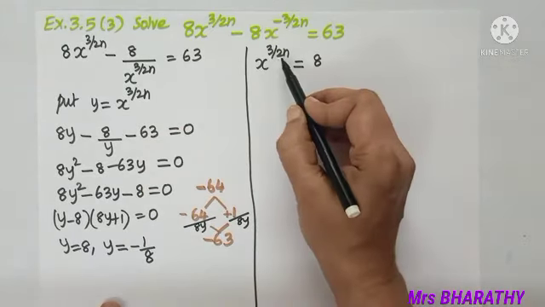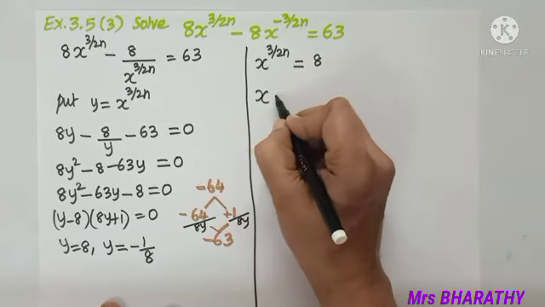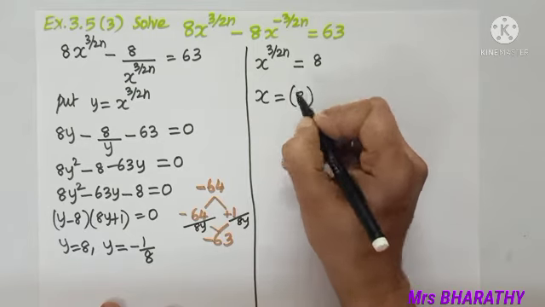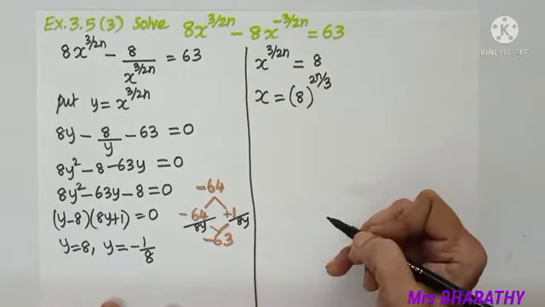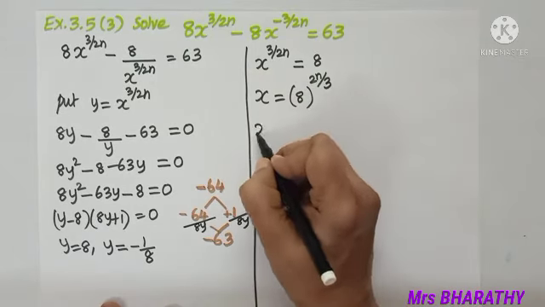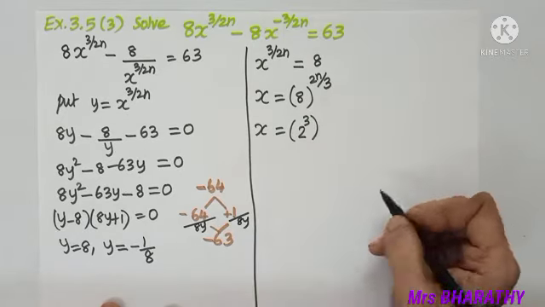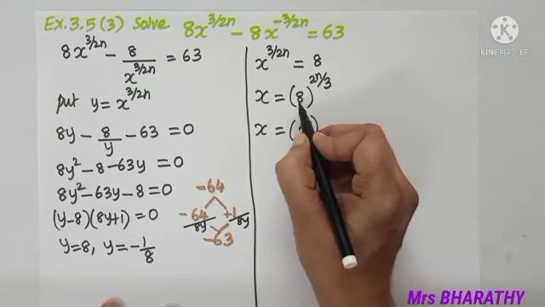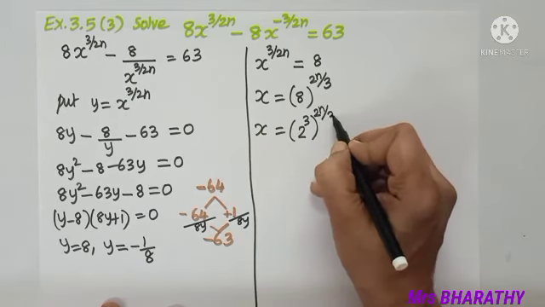So this side, 3 by 2n, I can bring to the other side as 8 power 3 by 2n, which comes as 2n by 3. How to rewrite 8? I can write it as 2 power 3. We know 2 into 2 into 2 is 8. So 8 can be written as 2 power 3, the whole power 2n by 3.